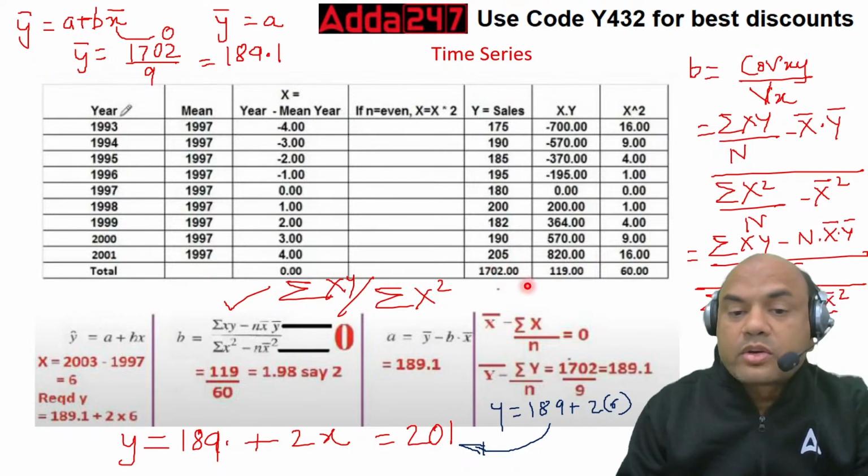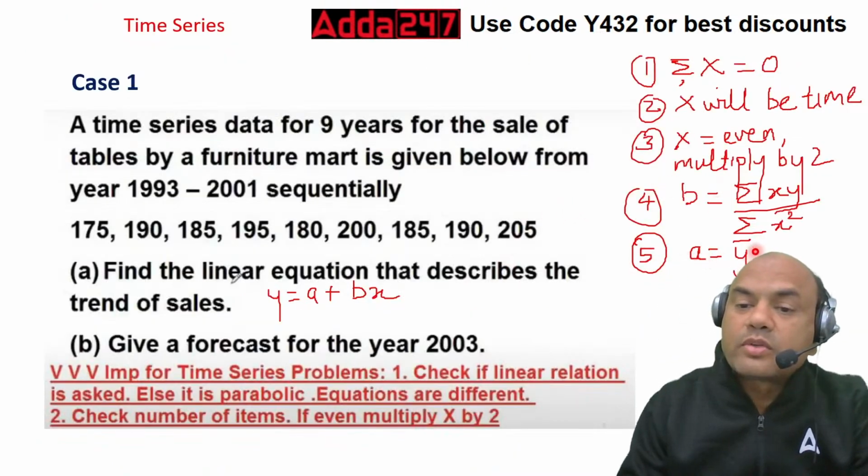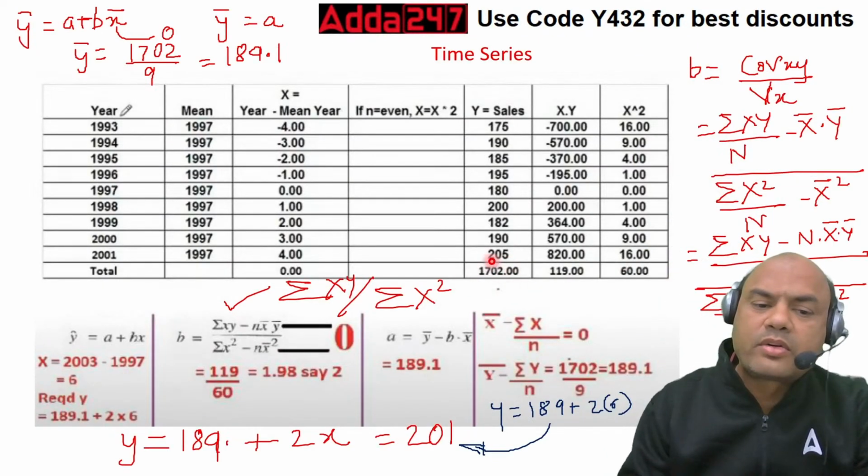For y, you need to find out y bar also. Why? Because see this, somewhere over here, a equals y bar. So find out y bar also, the average. Immediately find out the y bar.